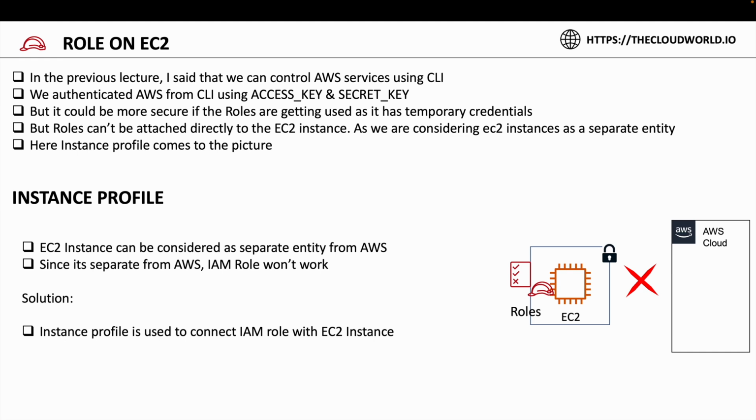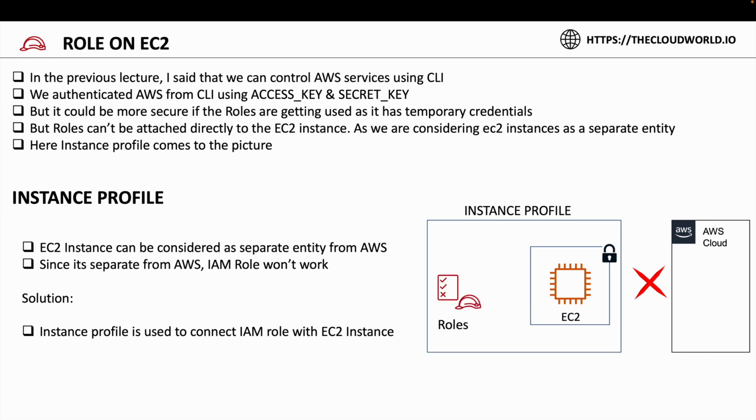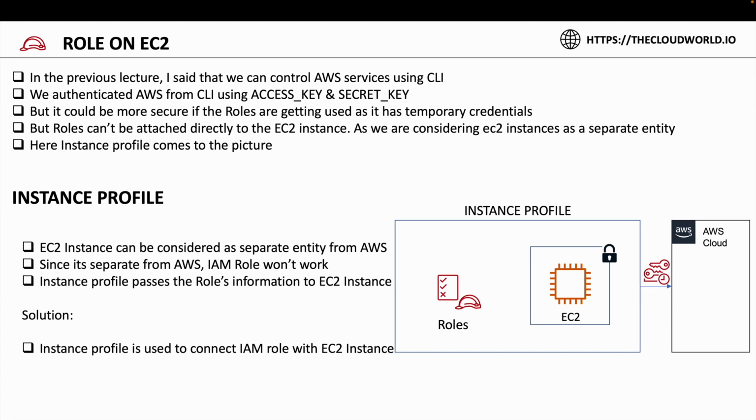To make that possible, we will be using an instance profile. An instance profile just wraps the EC2 instance and roles. In this situation, the role passes its temporary credentials to the EC2 instance, and the EC2 instance uses that temporary credential to access your AWS cloud services. Now let's move to the console and we will see a few things in the practical.